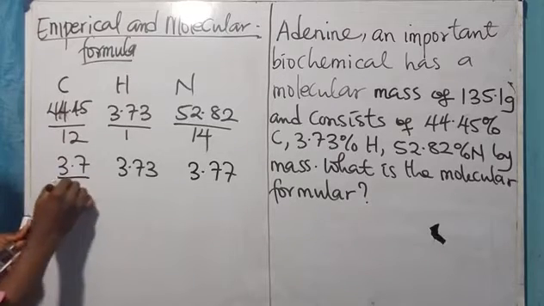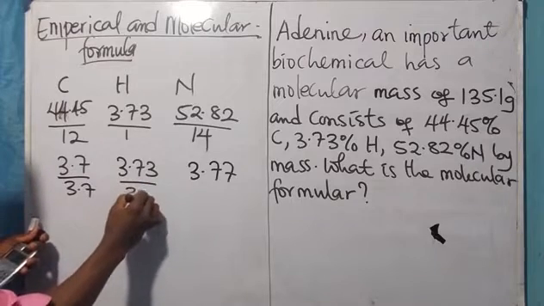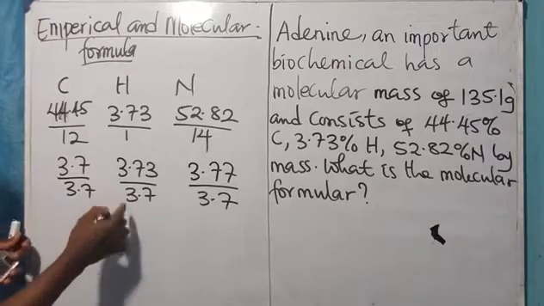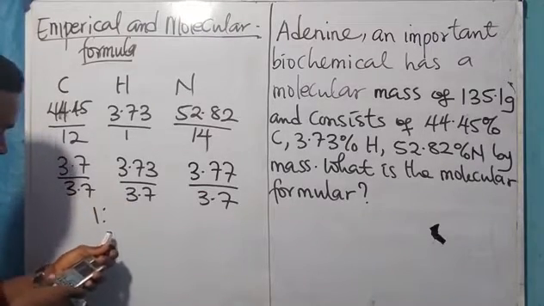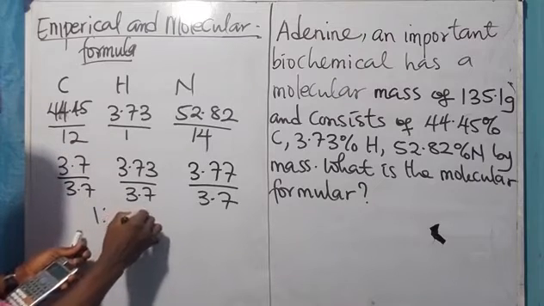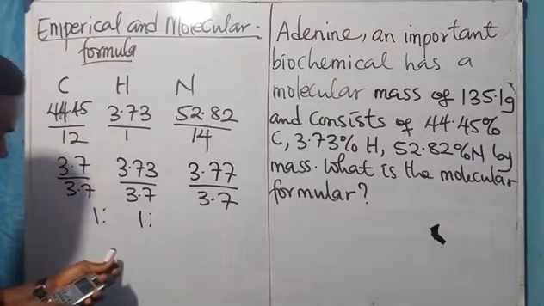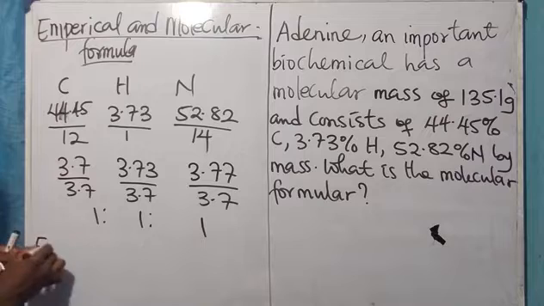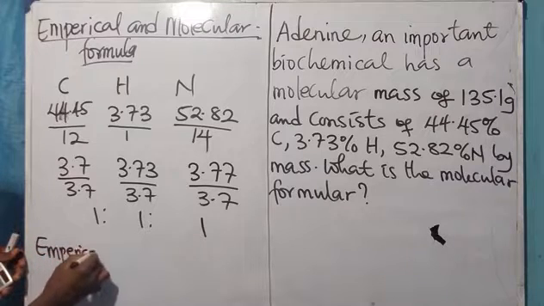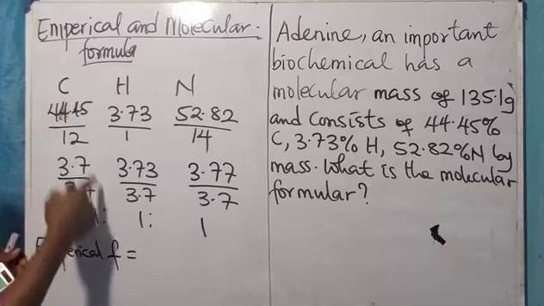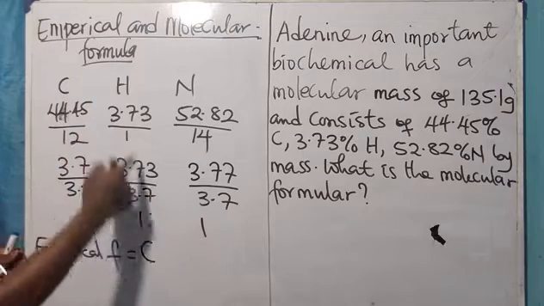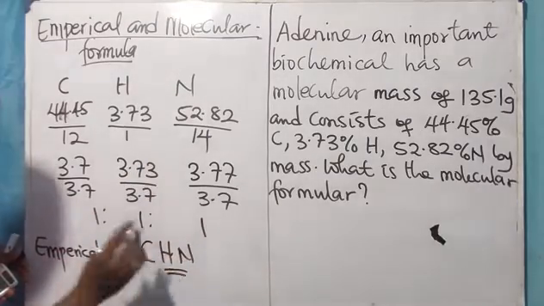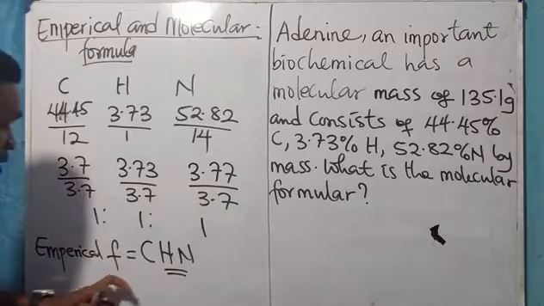The least value is 3.7. So 3.7 divided by 3.7 gives a ratio of 1, then 1, and 1. Alright, so the empirical formula becomes C1, just write C, H1, just write H, and N1, just write N. Leave it like that. This is the empirical formula.